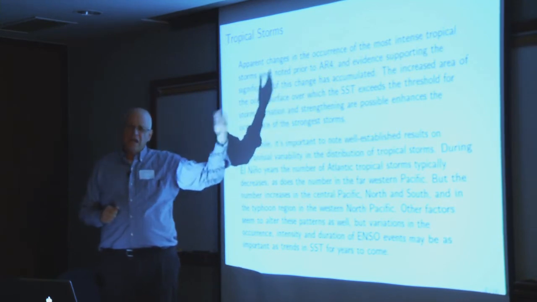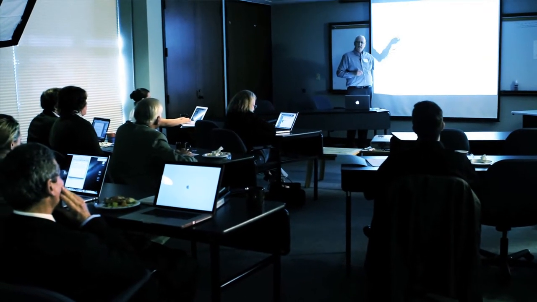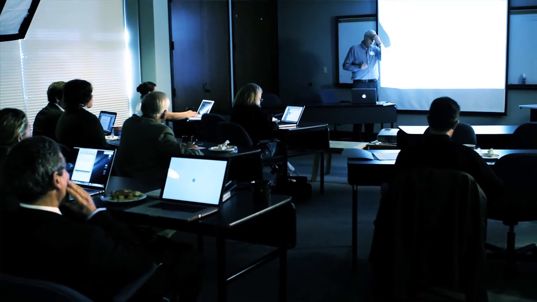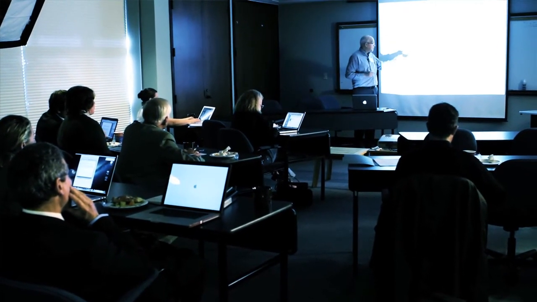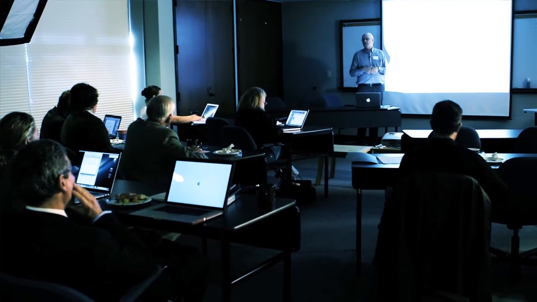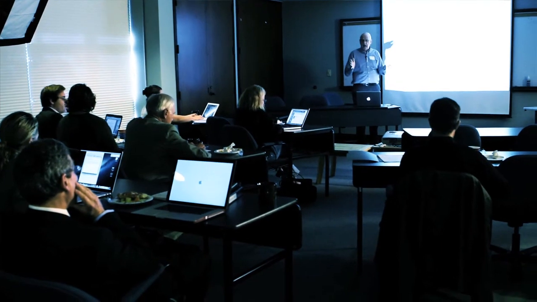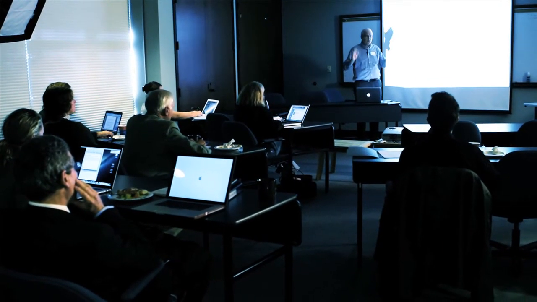Now, I want to talk about a scientific aspect that's related to tropical storms, but not to the increased occurrence of high-intensity storms. There's a natural variability in the occurrence, in the distribution of tropical storms. During El Nino years, the number of Atlantic tropical storms is reduced. I could give you an hour lecture about that if you'd like. Just try me.